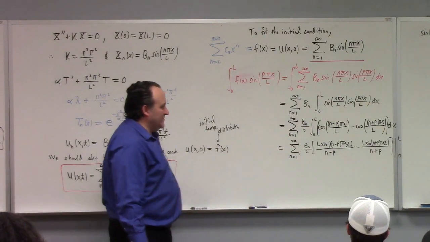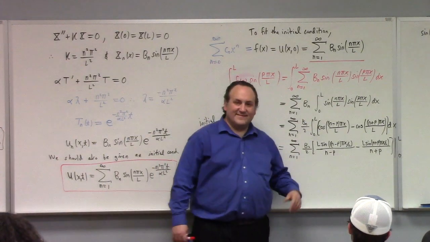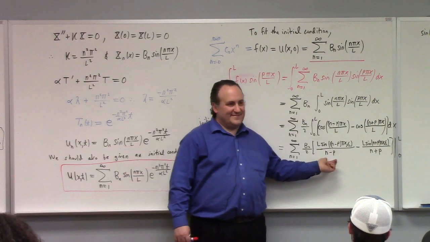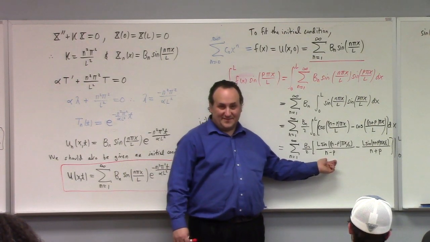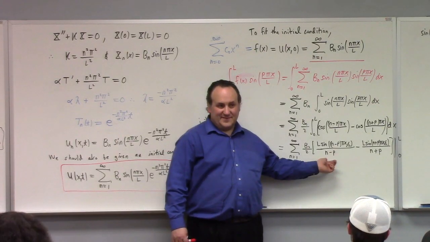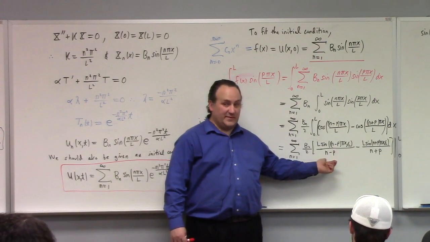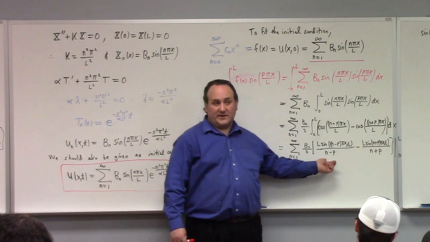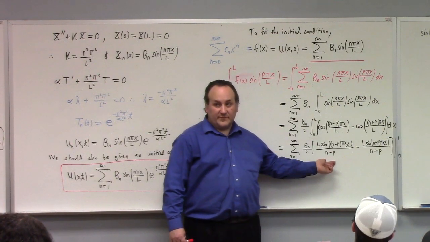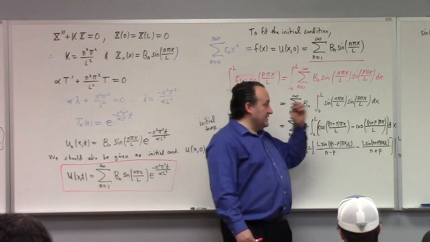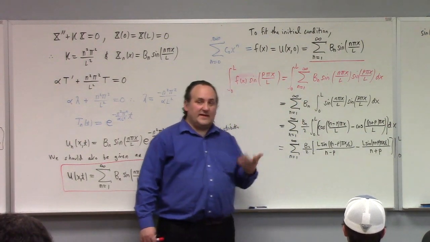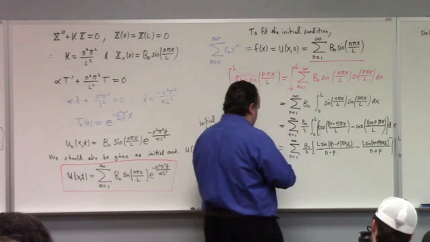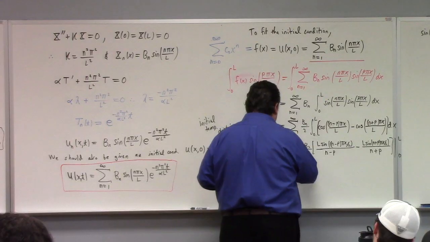How about this? In my formula, I have divided by n minus p, have I not? This would make sense when n is not equal to p, right? But when p equals n, we need a different integral, right? So this calculation is only legit in as much as p is not equal to n. So this is all for, I should really just say, for n not equal to p.